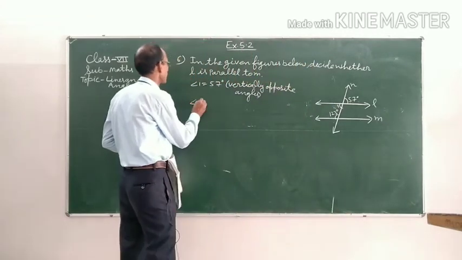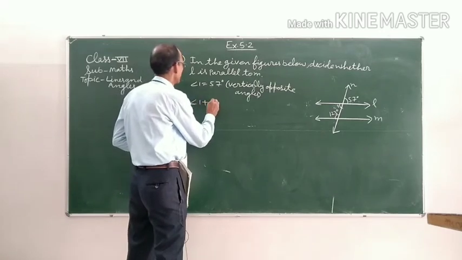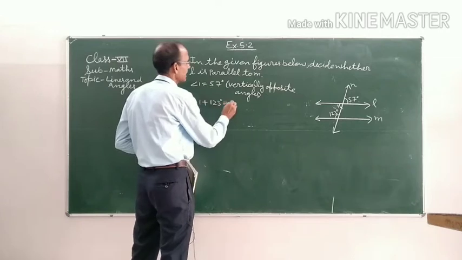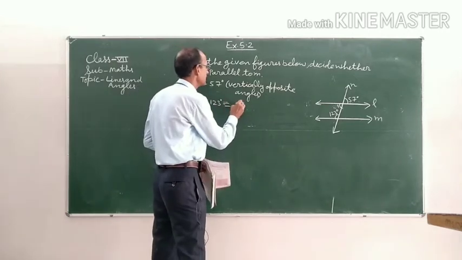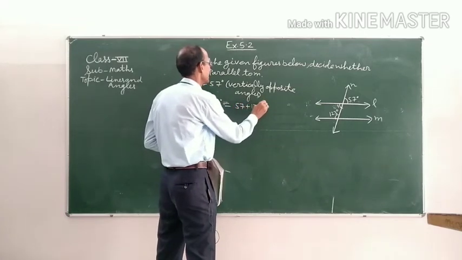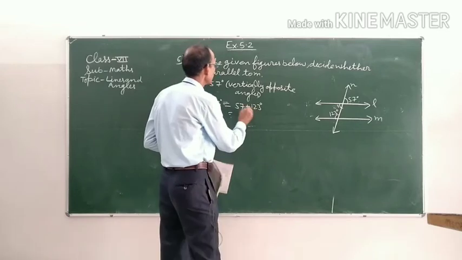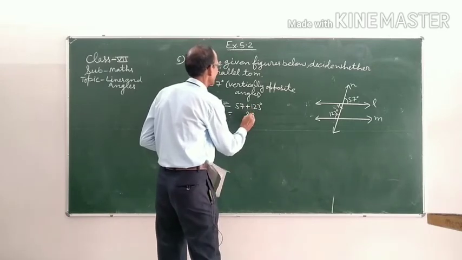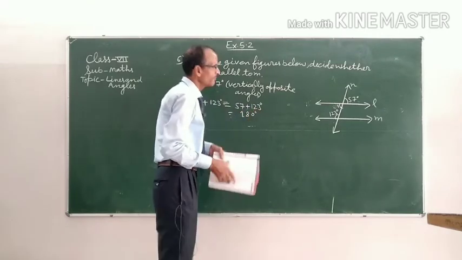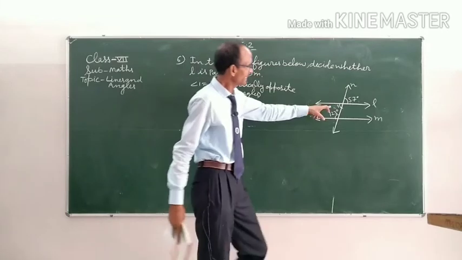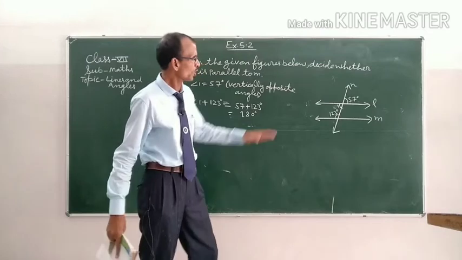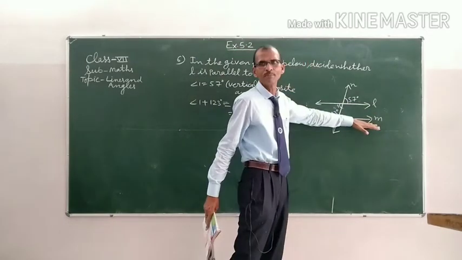Angle 1 plus 123 degree is equal to, angle 1 is 57 degree, we have just calculated, plus 123 degree will be equal to 180 degree. Here we see that the sum of interior angles at the same side of transversal is 180 degree. So this line L is parallel to M.